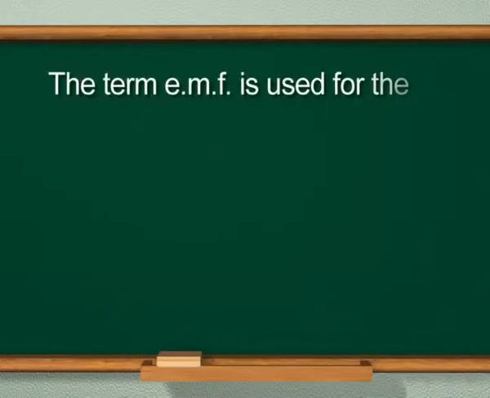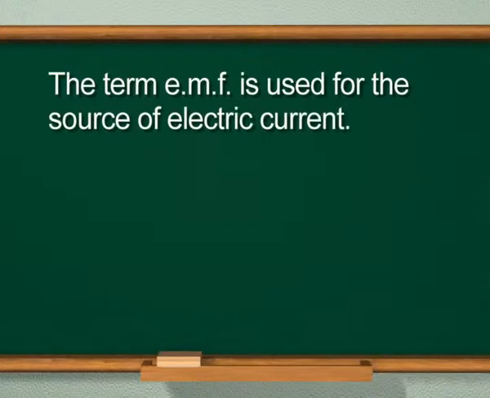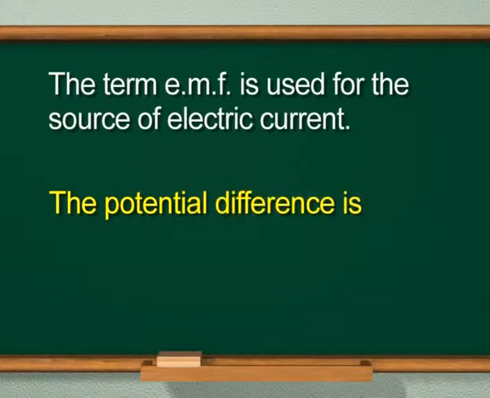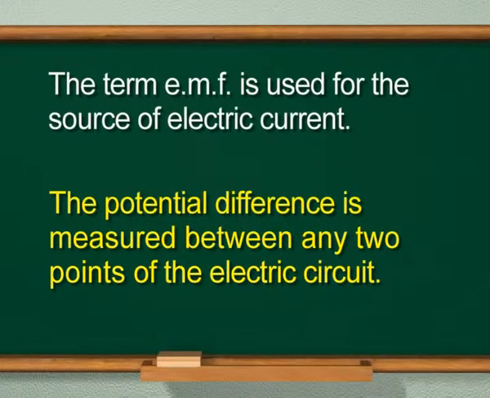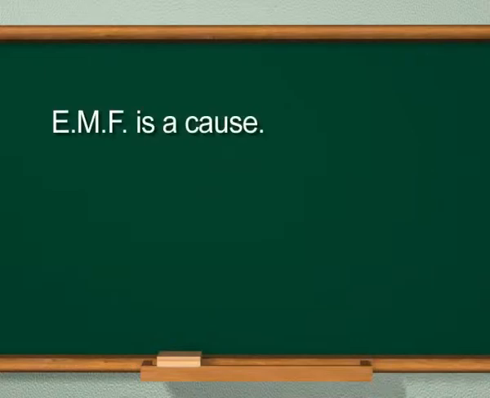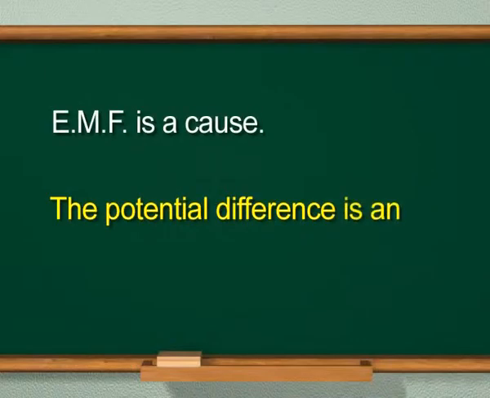The term EMF is used for the source of electric current, whereas the potential difference is measured between any 2 points of the electric circuit. Finally, EMF is a cause, whereas the potential difference is an effect.